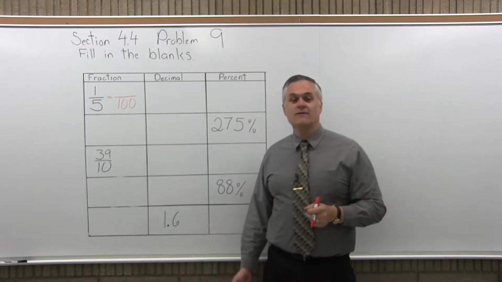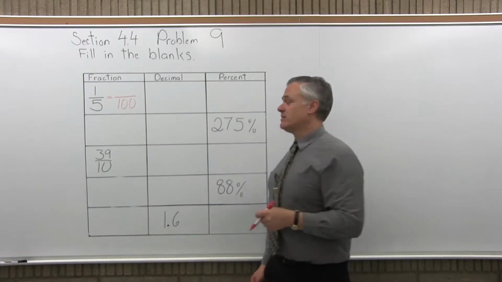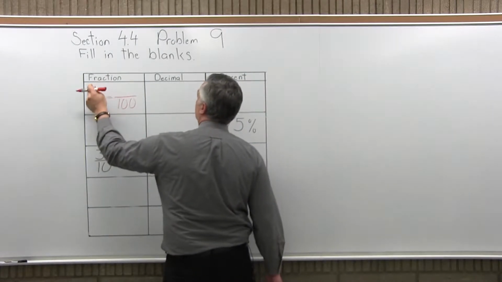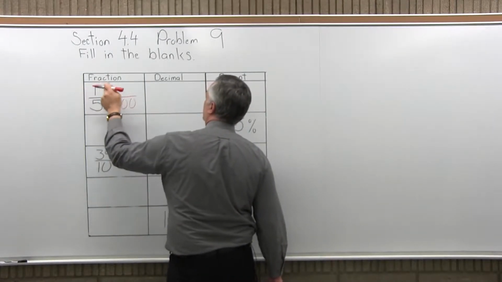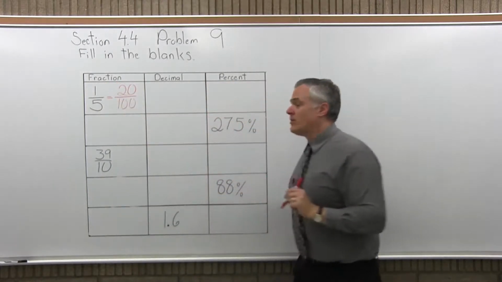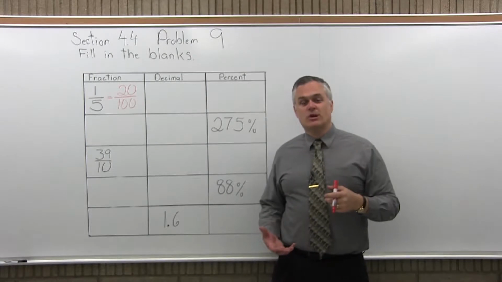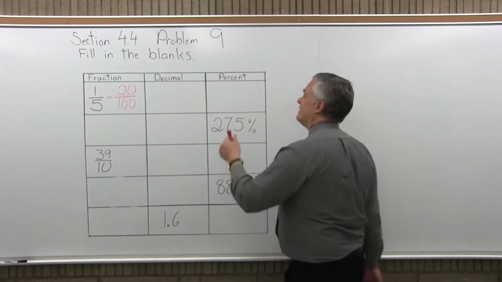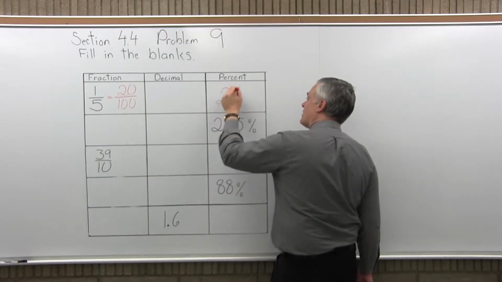The denominator is 5. 5 times 20 is 100. So if I multiply the denominator times 20, I also have to multiply the numerator times 20. The numerator is 1. 1 times 20 is 20. Now in this form, when I have a fraction and the denominator is 100, the percent is the numerator. So the numerator is 20. Therefore, the percent is 20%.